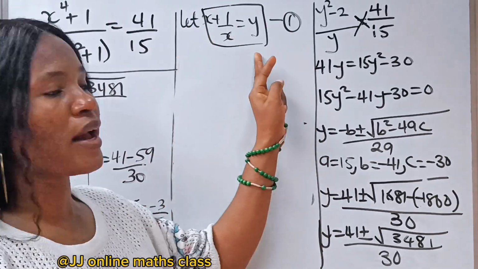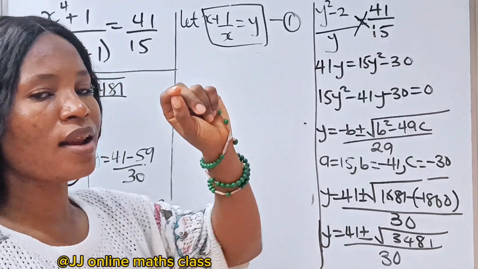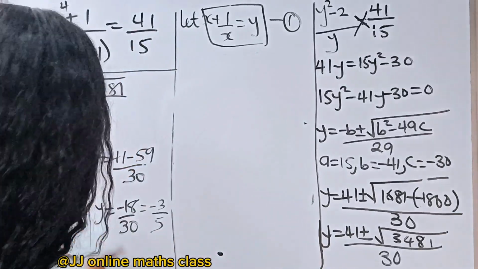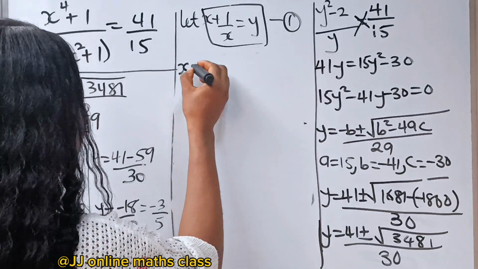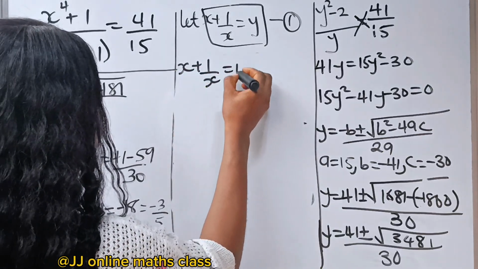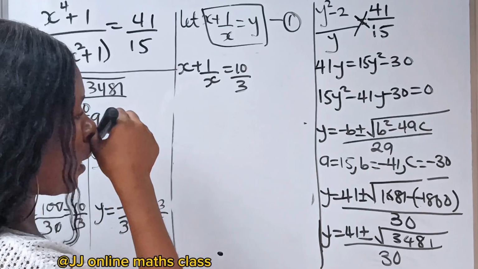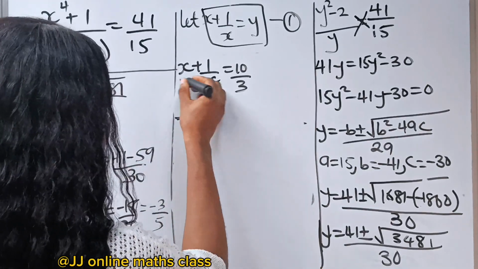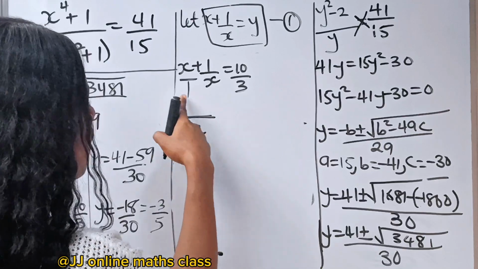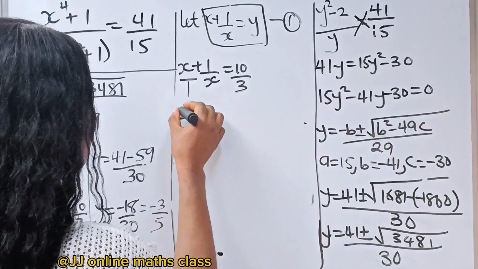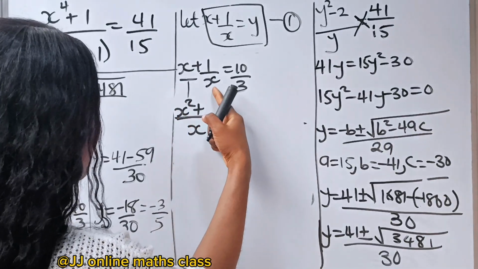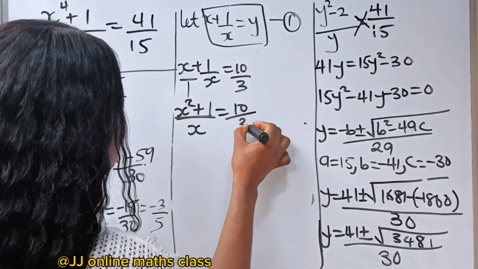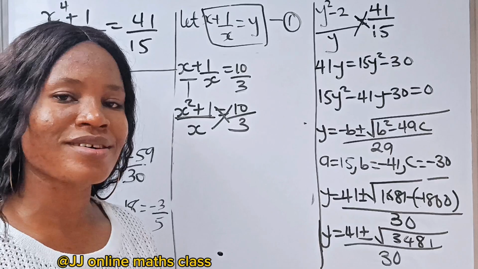So since this is what we have as the value of our y, now let's substitute the two values of y we got. The first one is that y is equal to 10 over 3. So we'll write that x plus 1 over x is equal to 10 over 3. Okay, now let's solve. The LCM of this side is x. When x is divided by 1, we have x times x, we have x squared, plus when x divides x, we have 1 times 1 is 1, is equal to 10 over 3. Now it's time for cross multiplication.